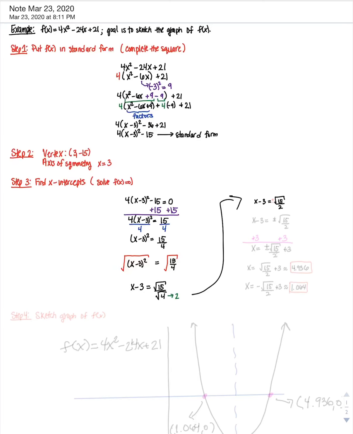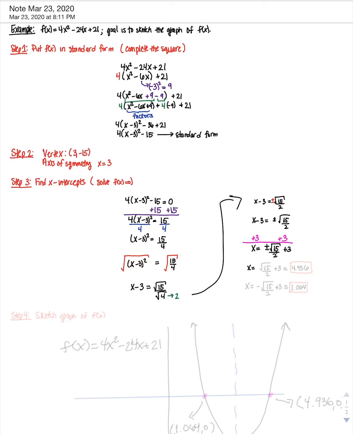And this square root is plus or minus, because remember when you take the square root, you have to add the plus or minus, because that's going to give us our 2 answers. So then we have x minus 3 is equal to plus or minus the square root of 15 over 2. We then add our 3 over to both sides. And then that gives us x is equal to plus or minus the square root of 15 over 2 plus 3. So that gives us 2 values for x.